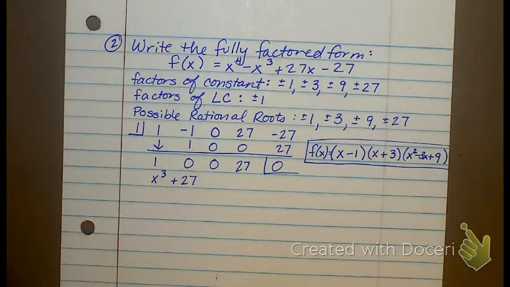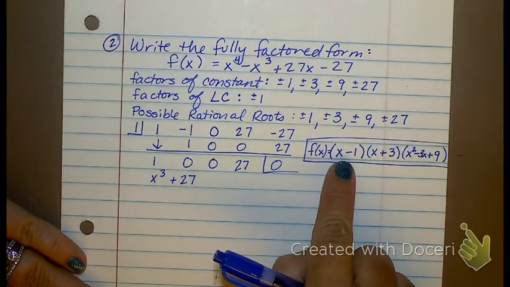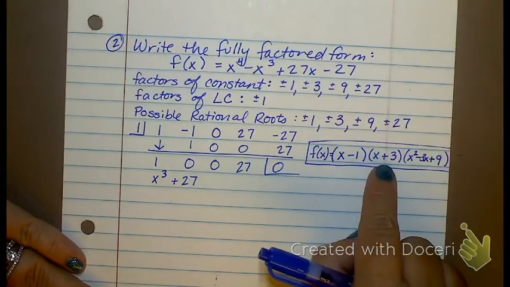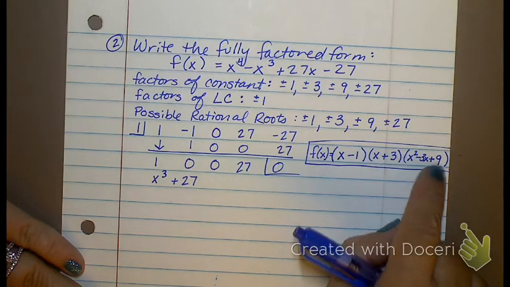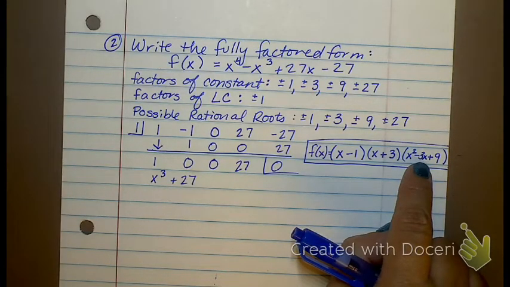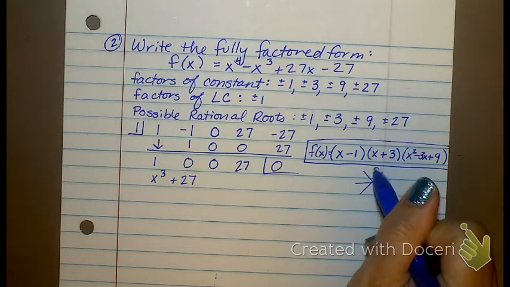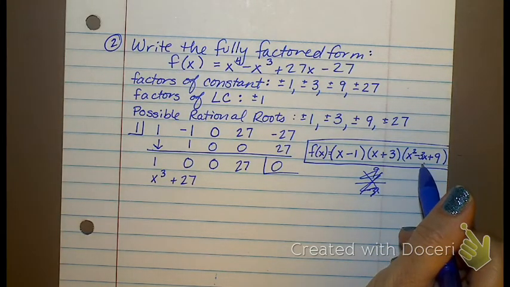What if I asked you to find the zeros? What's the 0 here? 1. What's the 0 here? Negative 3. This represents 2 zeros. Can I factor that further? If I snowflake that, 9 and negative 3, I can't factor that further, can I? So what would I have to do there?